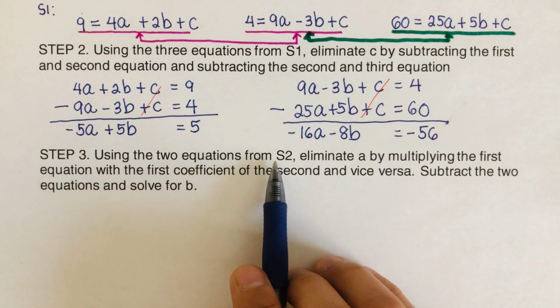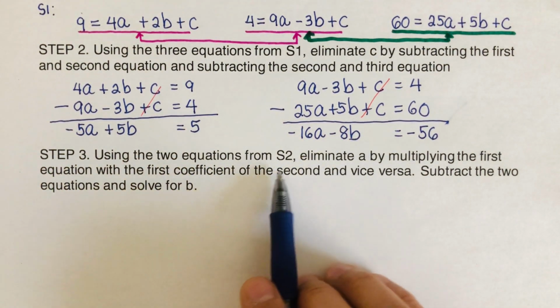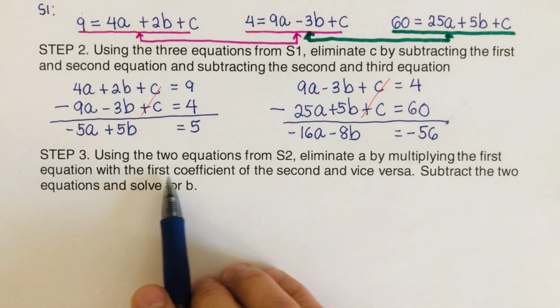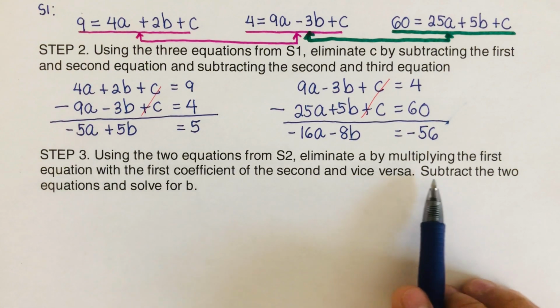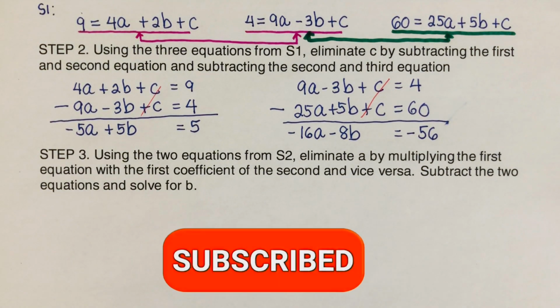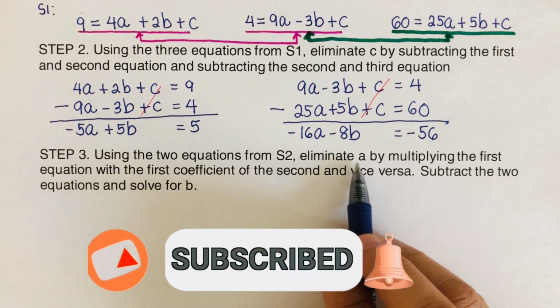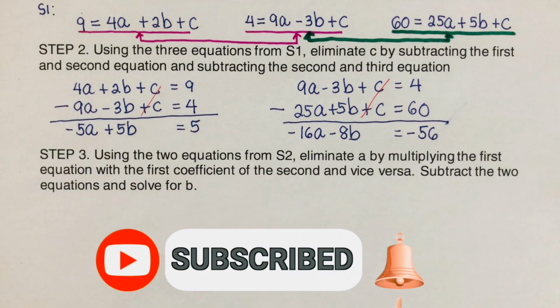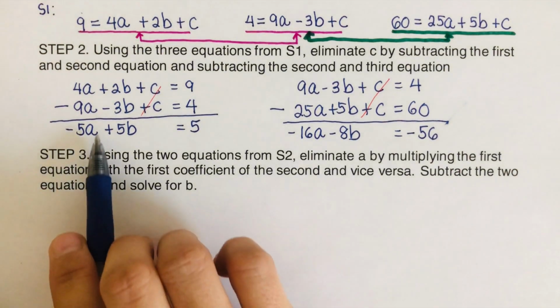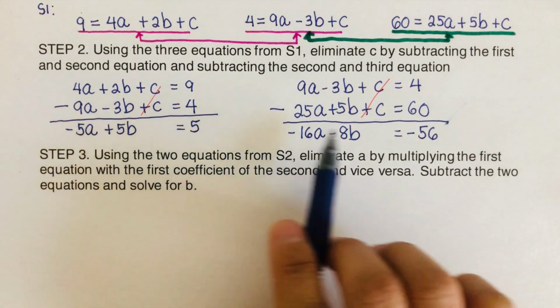Using the 2 equations from step 2, these 2 equations that we have here, eliminate a by multiplying the first equation with the first coefficient of the second and vice versa. Subtract the 2 equations, solve for b. Now there is another option. Instead of eliminating a, you can eliminate b first. It doesn't really matter. The answers would still be the same. So what I'm trying to say is we're going to subtract these 2 equations that we got from step 2.